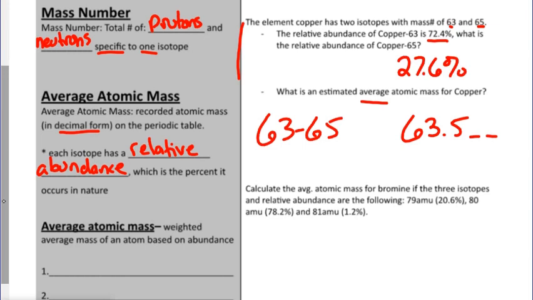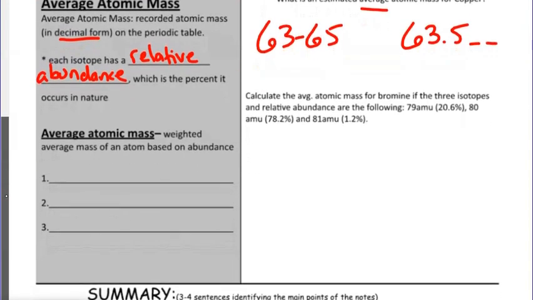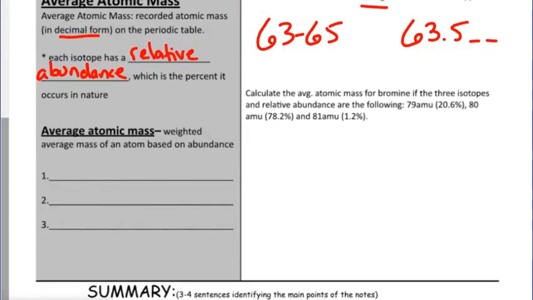So how do we actually calculate an average atomic mass? It's just like taking the average of a bunch of numbers in a math class. We're just using the percentages to account for how many pieces we actually have. So the first thing we're going to do is convert the percentage to a decimal.